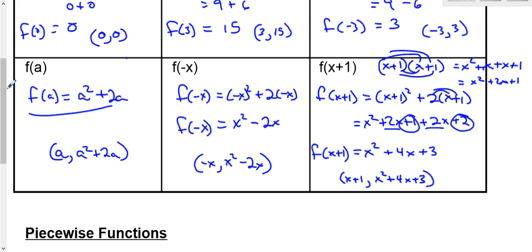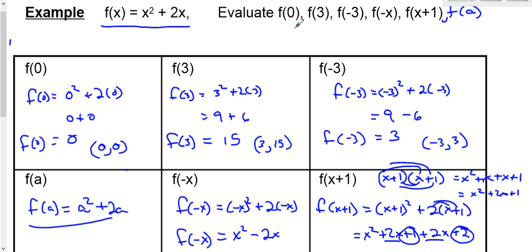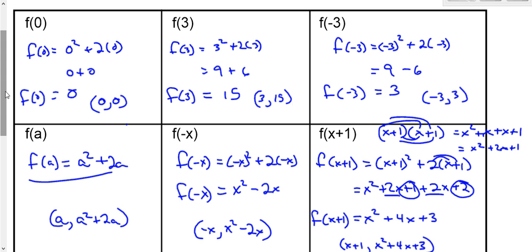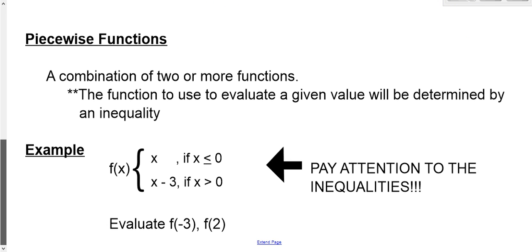All right. So it's just evaluating the equation. You're plugging in values for x, and you're getting an answer. And instead of saying y equals, we're saying the function evaluated at whatever number or value you plug in is equal to whatever our answer is. Okay. Now looking at piecewise functions.